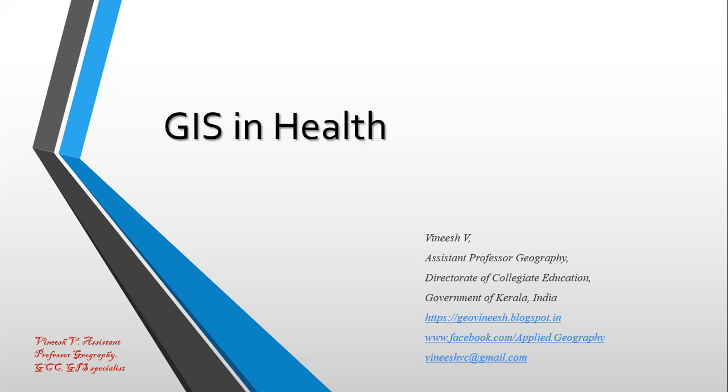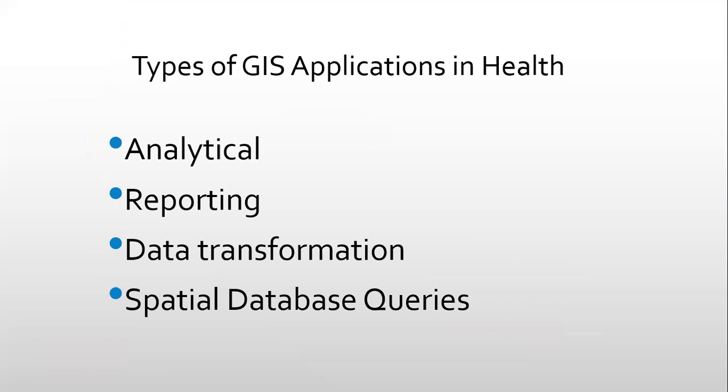So let us start our lesson. That is vital and important, how the application level is working. In the health sector, the types of GIS application in health are analytical, reporting, data transformation, and spatial database queries. Analytical means we are analyzing the spatial data, geographical data. Reporting means storing the geographical data, or data collection.